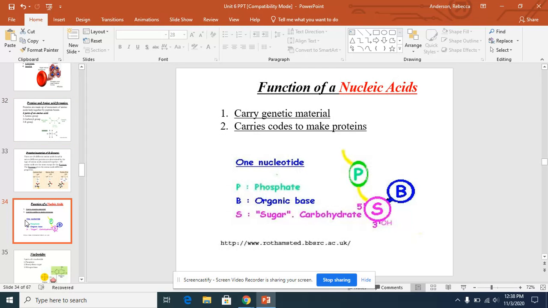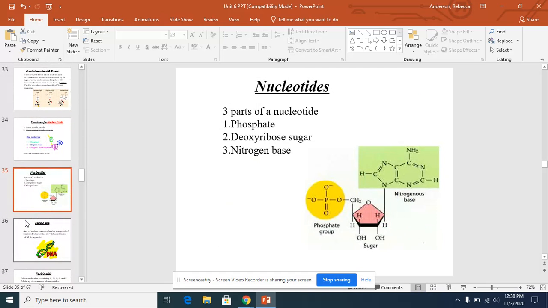Okay, so that brings us to nucleic acids. So you need to know nucleic acids. The function is it carries the genetic material and carries codes to make proteins. Nucleotides. There are three parts to nucleotides: the phosphate, deoxyribose sugar, and a nitrogen base.